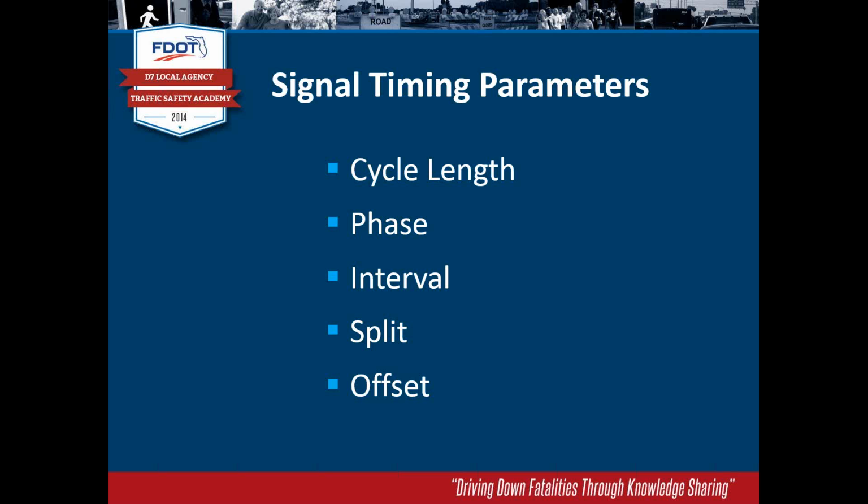Some of the real basic signal timing parameters, and really these can apply to either pre-timed or actuated. The basic signal timing parameters we're going to look at are the cycle length, what is a phase, the intervals at the intersection, and I'll talk a little bit just briefly about split and the offset. These are some of the terms you commonly hear.